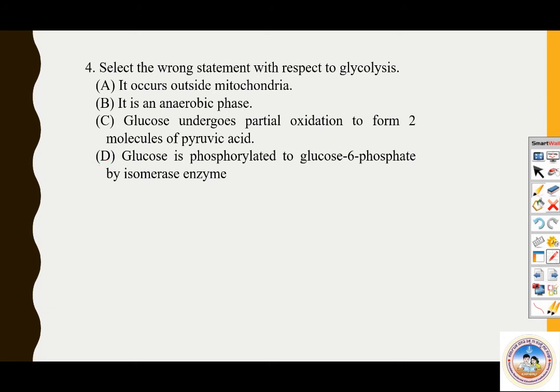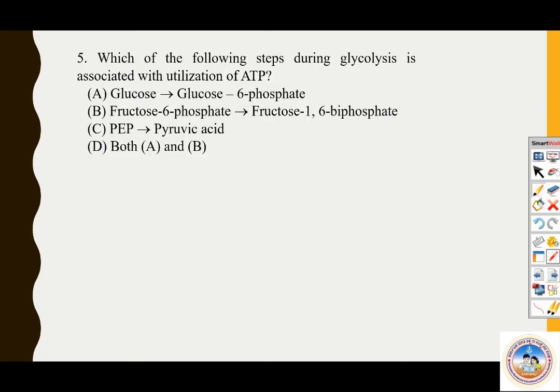Again, which of the following steps during glycolysis is associated with utilization of ATP? The question asks where you have your ATP utilized. Now see properly, children. Glucose to glucose 6-phosphate, correct? Fructose 6-phosphate to fructose 1,6-bisphosphate, correct? Yes. So 2 ATP molecules were actually used up in the preparatory phase. If you remember, in the preparatory phase, 2 ATP molecules were being consumed.